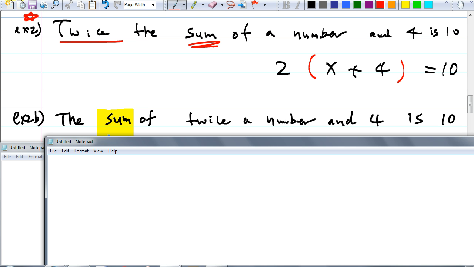How many people thought that you get the same equation as above? Raise your hand. Few of you, okay. How many people thought that you get a different one? Okay, a lot of you.